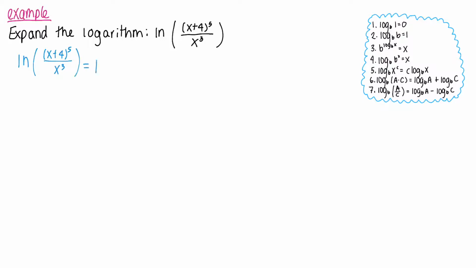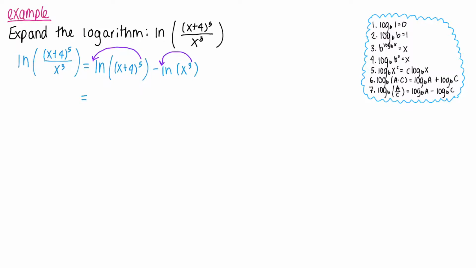And I'm going to take the numerator, x plus 4 raised to the 5, and then minus ln of the denominator, which was x cubed. Now I can bring those exponents down into the front.